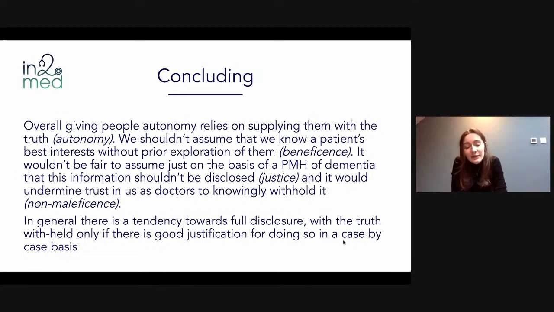So in this case, what I would end up potentially saying is that overall, giving people autonomy relies on supplying them with the truth. We shouldn't assume a patient's best interests without prior exploration of them. And it wouldn't be fair to assume just on the basis of a past medical history of dementia that this information shouldn't be disclosed. It would undermine trust in us as doctors to knowingly withhold this information. And again, in general, in medicine, we tend towards full disclosure, with the truth only withheld if there is a good justification for doing so, and on a case-by-case basis.